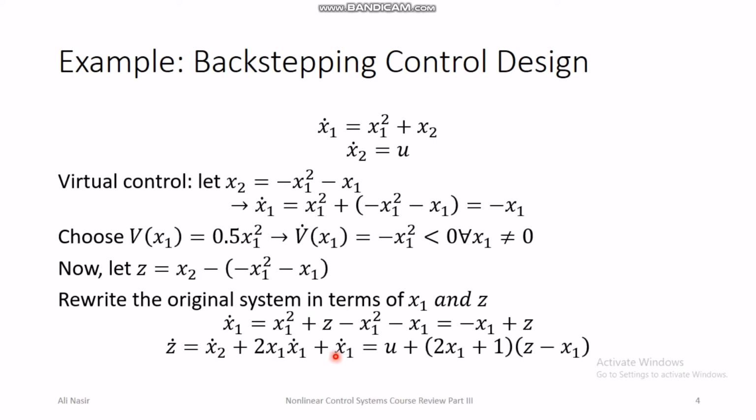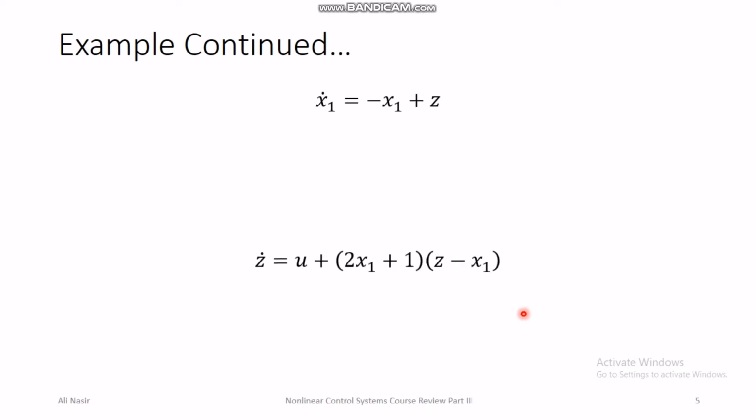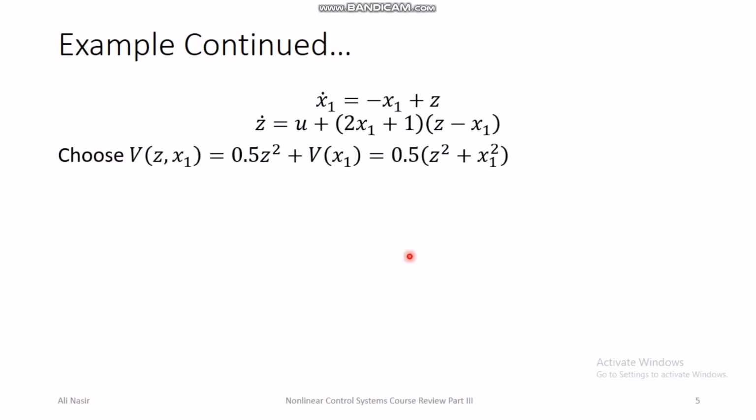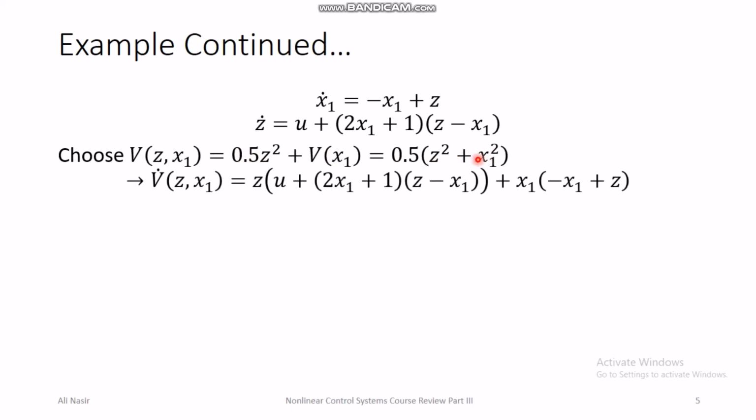Using this expression of z, if you take the derivative on both sides, you get z dot like this. If you plug in the value of x2 dot as u, add 2x1 into x1 dot, and add x1 dot, then after some simplifications you get this expression. So this is the system in terms of z and x1. For this system, you choose the Lyapunov function as the previous Lyapunov function V of x1 plus 1/2 z square. That will give you V dot equal to this expression.